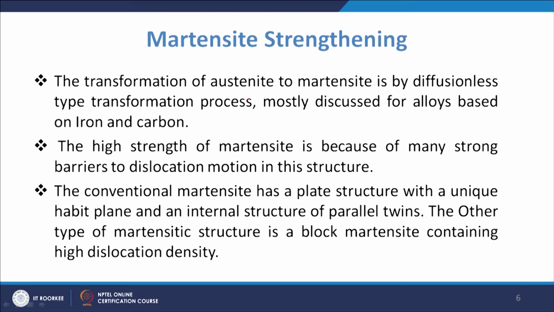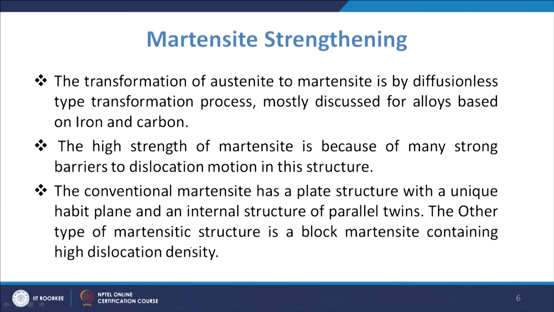So, you will have the parallel twins which can be seen, and the other type of martensite structure is block martensite, which contains a very high dislocation density. So, in this case when you have parallel twins, they are about 0.1 micron thick within the plates. So, that is the dimension of that.